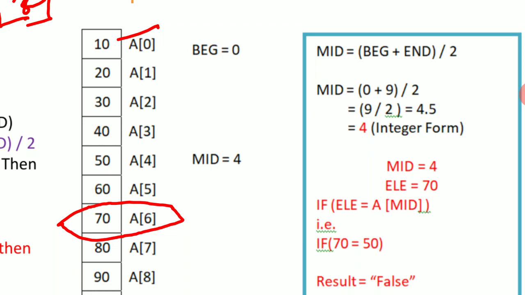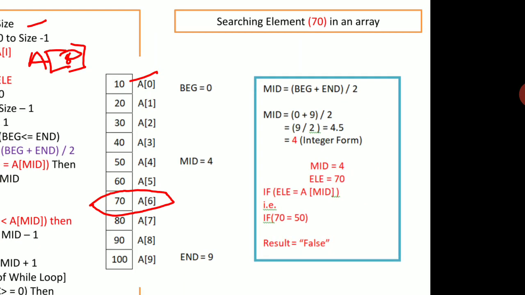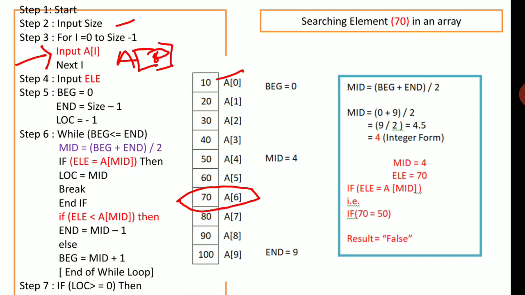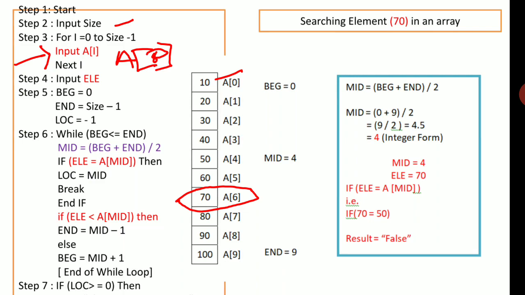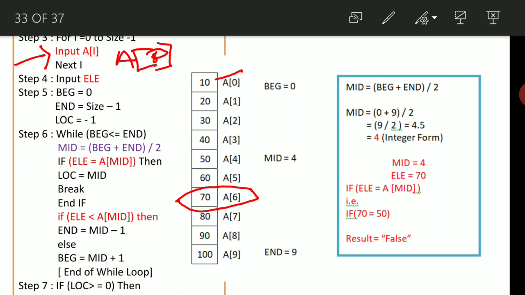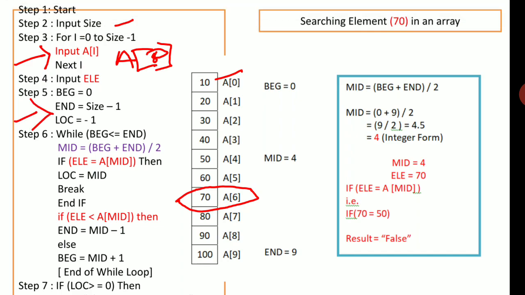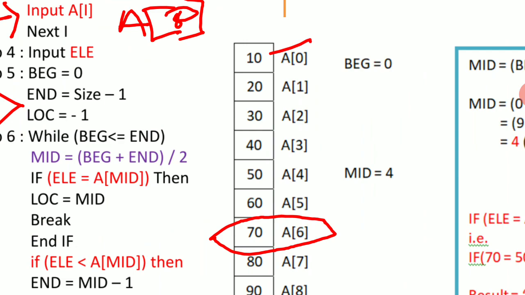And how are we going to access it? Let us see. What is the element value now? The element value is 70. Now in step 5, from here actually the binary search technique starts.